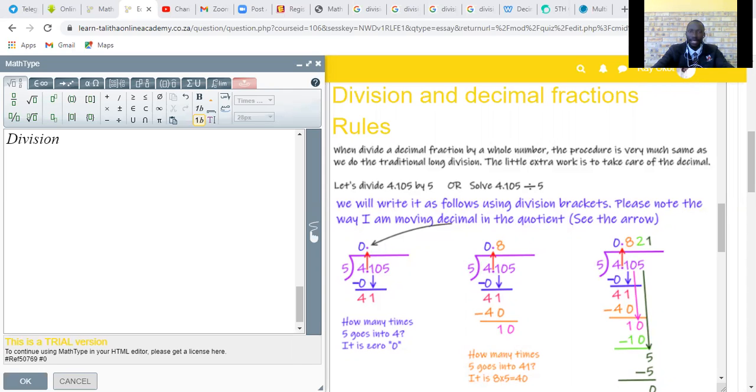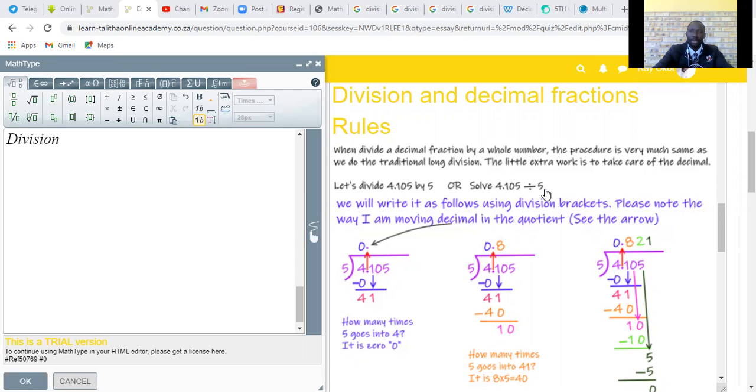Now, when we divide a decimal fraction by a whole number, for example, the procedure is very much the same as the traditional long division. The extra work is to take care of the decimal. Basically, for example, if we are dealing with 4.105 divided by 5, or simply solve 4.105 divided by 5. Obviously, there are some rules that we will follow.